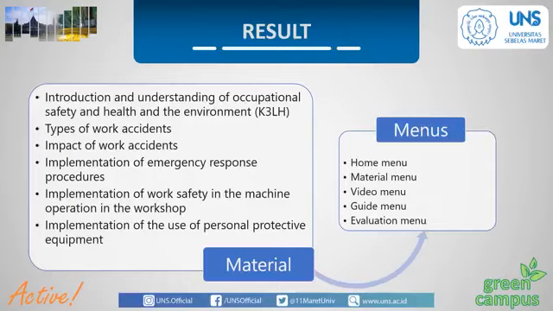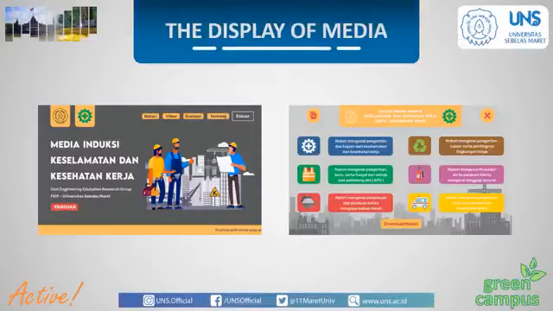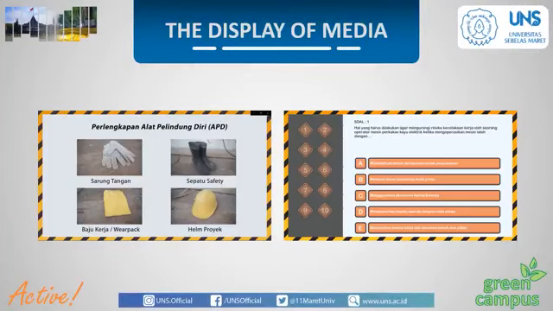From material, we continue to the menu. There are five menus in the media: home menu, material menu, video menu, game menu, and then the last is evaluation menu. And this is the display of our media. This is the home menu. Next is the material menu, and video menu, and the last is the display of the evaluation menu.